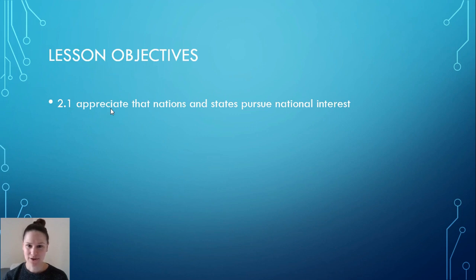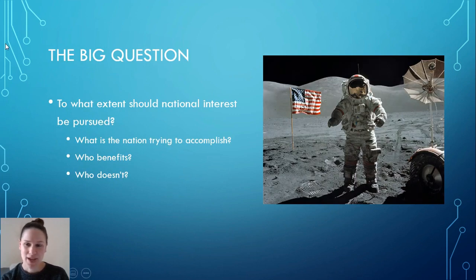So our lesson objectives are posted here for today. And what we're really looking at, the big question, the big unit overarching theme for Unit 2 is to what extent should national interest be pursued? So we're going to try to answer these questions. There's no right or wrong answer to this. This is a very broad exploration of an issue, but we're going to look at what is the nation trying to accomplish, who benefits when a nation pursues their national self-interest, and who doesn't benefit.